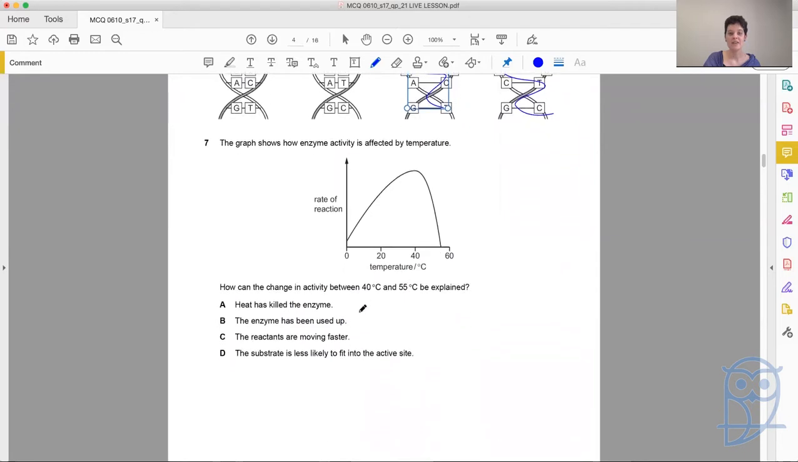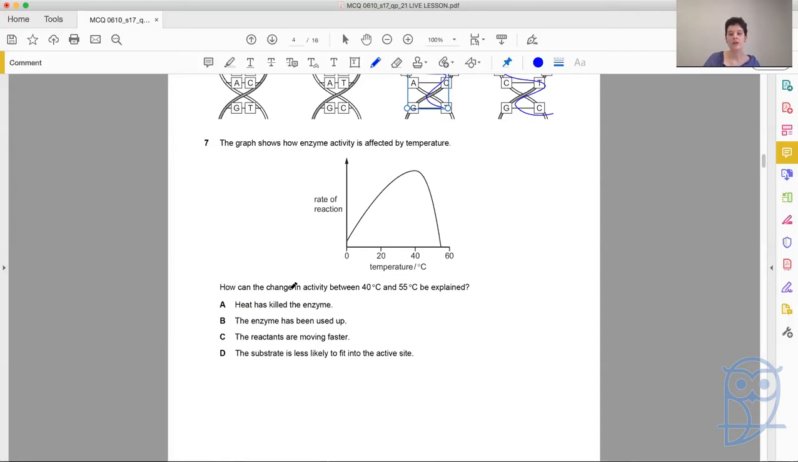Question 7 moves us on to enzymes with one of our classic graphs. The graph shows how enzyme activity is affected by temperature. So we have our rate of reaction, and then we have our temperature. So if we do experiments at 0, we get a tiny bit of rate of reaction. 20, we would have more things happening. If our experiment was at 40, we'd have lots happening. If our experiment was at 60, nothing would be happening.